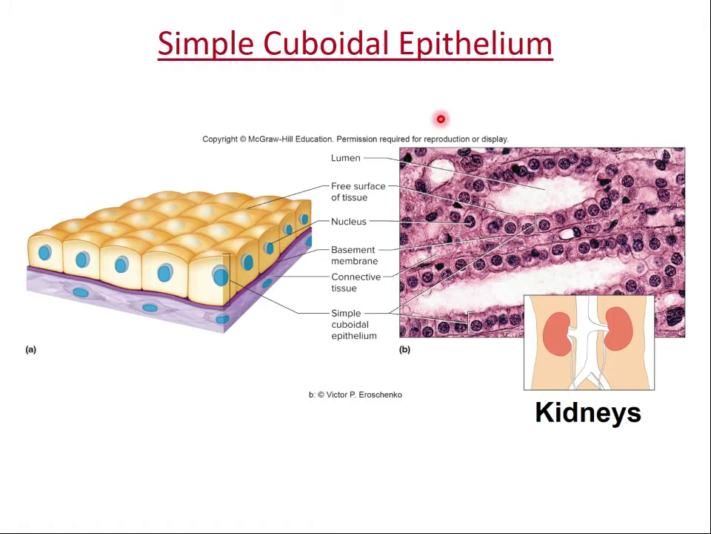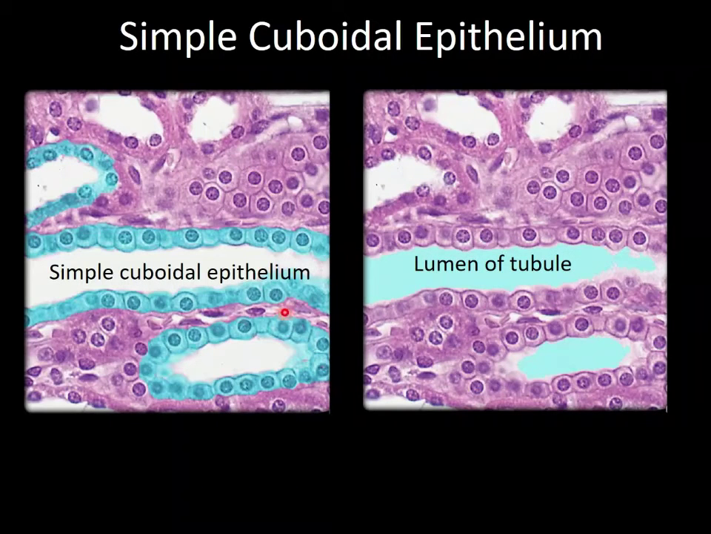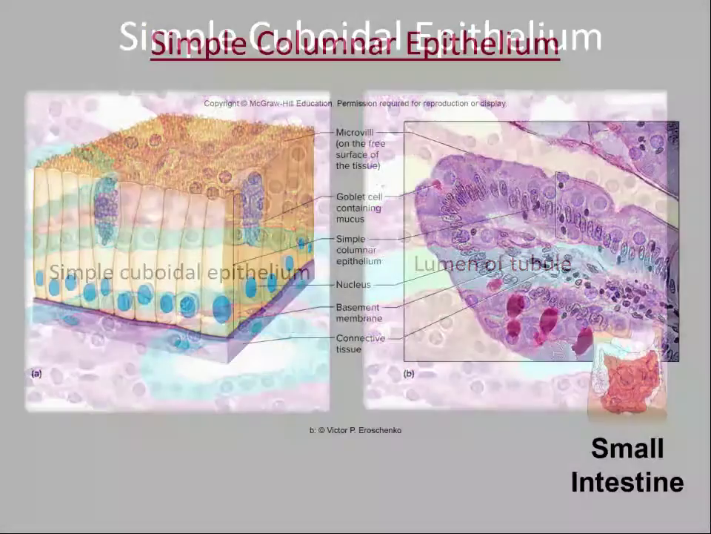Simple cuboidal epithelium are cuboidal in shape. Here you'll see a cross section, and here you will see a longitudinal section. You see this cuboidal shape, and these are usually found in the kidneys. So simple cuboidal cells, as I showed before, have this cube shape. Their height is about the same as their length. And then they will form the lumens as well.